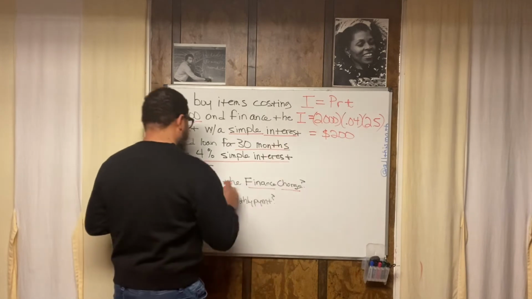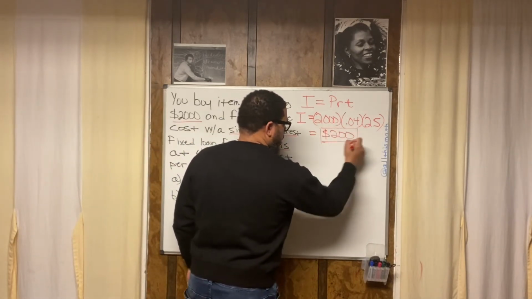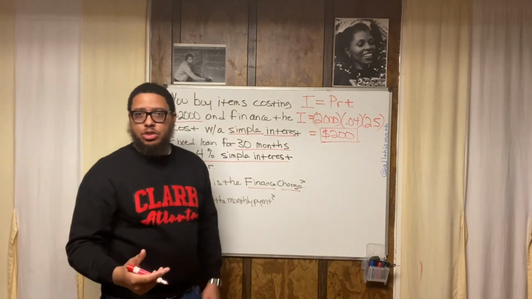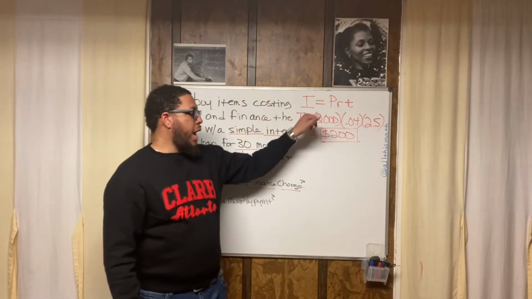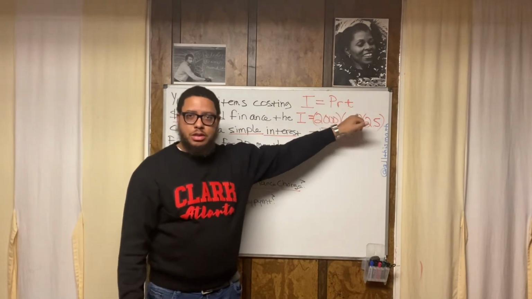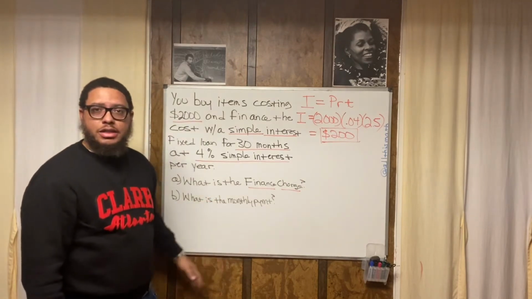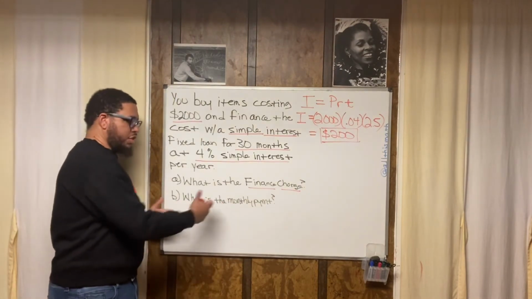This is the answer to letter A. What is the finance charge? $200. So your finance charge is $200. We use the simple interest formula. I equals P times R times T. The principal times the interest rate times the time. Boom, we got that. Now, let's go to letter B. Letter B says, what is the monthly payment?